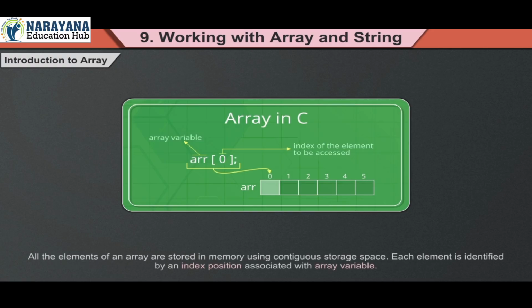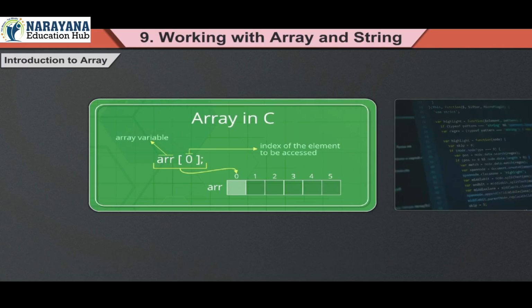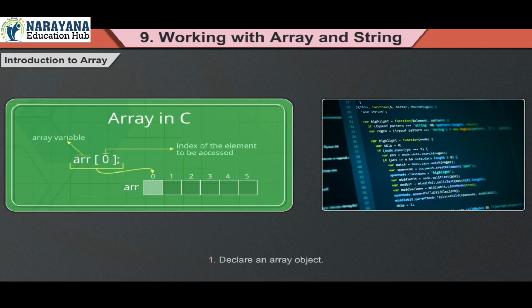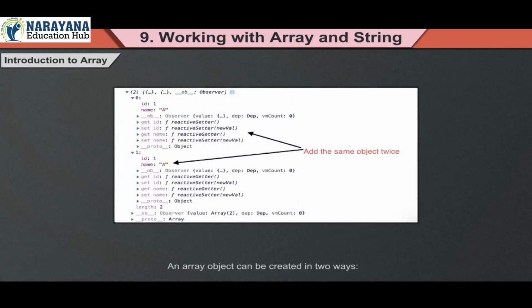All the elements of an array are stored in memory using contiguous storage space. Each element is identified by an index position associated with the array variable. In Java, an array is an object used to manage a list of items. Creating an array is a two-step process. 1. Declare an array object. 2. Create an array object. An array object can be created in two ways. 1. Using the new operator and specifying the size. 2. Directly initializing the content of the array.